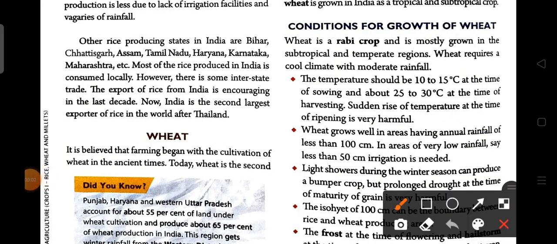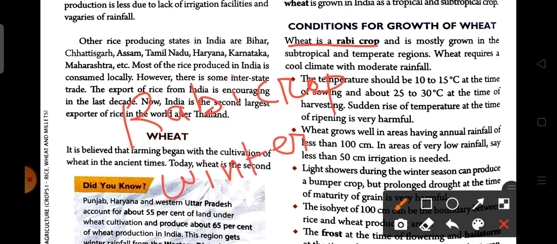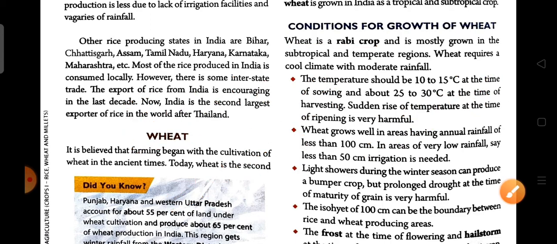Firstly, wheat is a rabi crop. So, what do you mean by rabi crop? Rabi crops are crops that are sown in the winter season but harvested in the spring season. These types of crops are sown in winter season and harvested in spring season. That is called a rabi crop. So, wheat is a rabi crop and is mostly grown in the subtropical and temperate region.